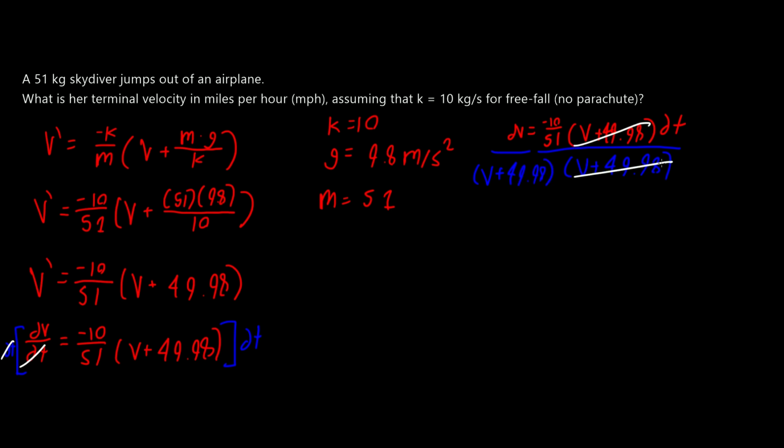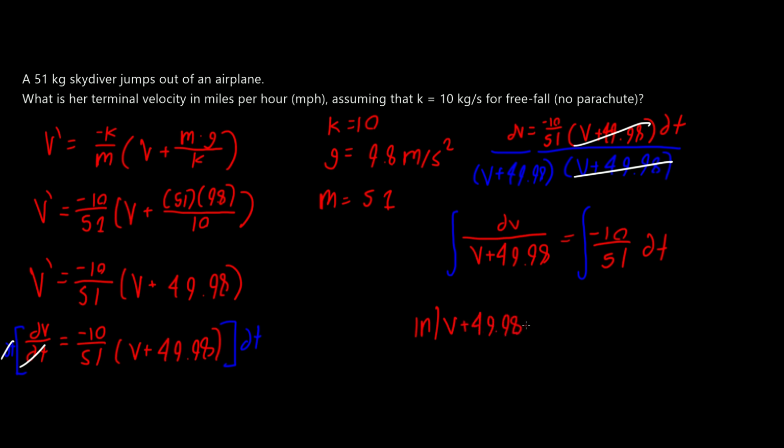So now you see that these will cancel on this side, and then we're going to be left with dv over v plus 49.98, and that'll equal negative 10 over 51 dt. And now we can start taking the integral of both sides. On the left, we're going to have the natural log and then the absolute value of v plus 49.98, and that'll equal negative 10 over 51 t, and then your constant of integration c. And now let me just remove some things so we can continue on with the problem.